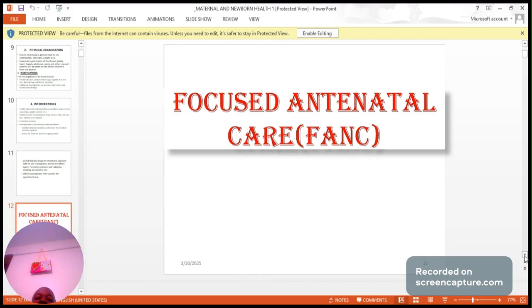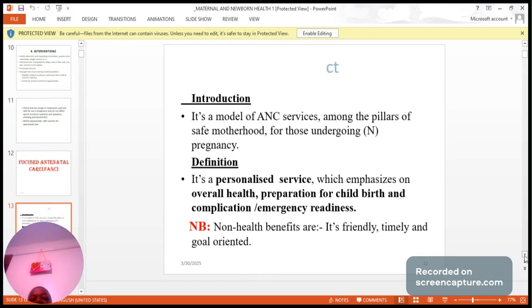So let's check on antenatal care, or what we call focused antenatal care. This is the model of ANC service, among the pillars of safe motherhood for those undergoing pregnancy. FANC is a personalized service which emphasizes overall health, preparation for childbirth and complication emergency readiness, because pregnancy and delivery are very key times in the mother's life that, if not handled with a lot of appropriateness, you may end up losing this mother. So preparing for childbirth and complications is all done under antenatal care.